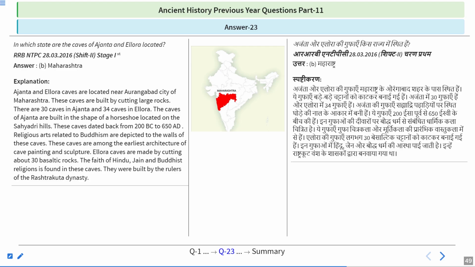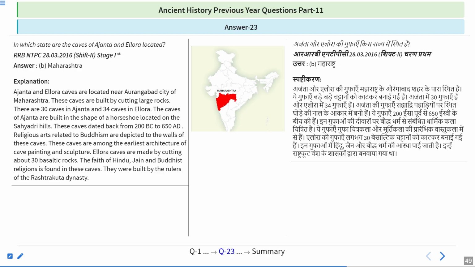So Maharashtra. Ajanta and Ellora caves are located near Aurangabad city of Maharashtra. These caves are built by cutting large rocks. There are 30 caves in Ajanta and 34 caves in Ellora. Caves of Ajanta are built in the shape of a horseshoe located on the Sahyadri Hills. These caves date back from 200 BC to 650 AD. Religious arts related to Buddhism are depicted on the walls of these caves. These caves are among the earliest architecture of cave paintings and sculpture.